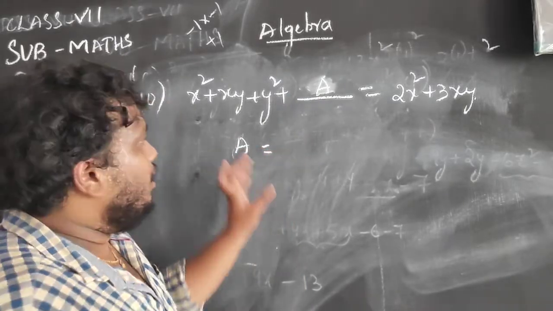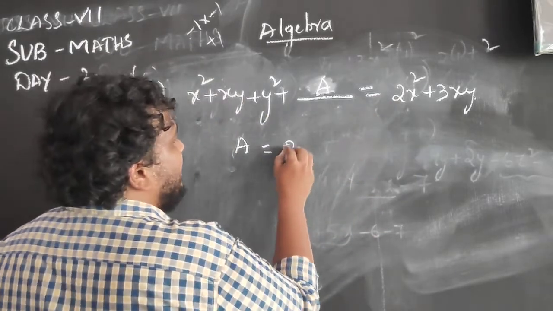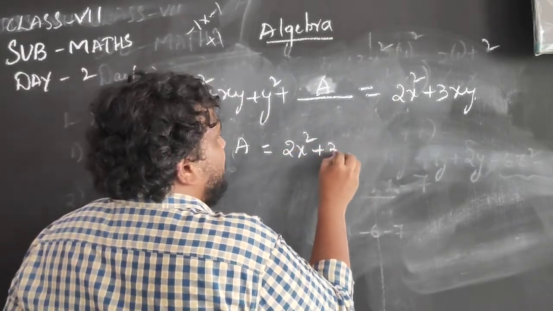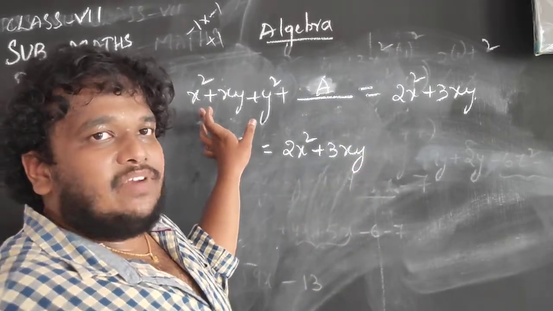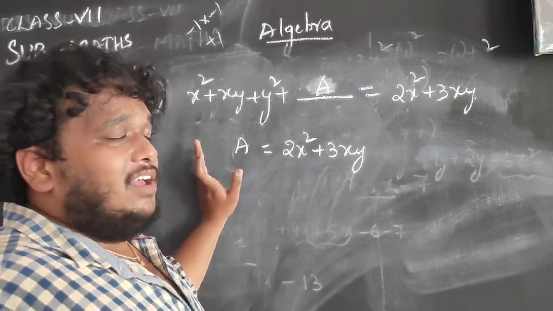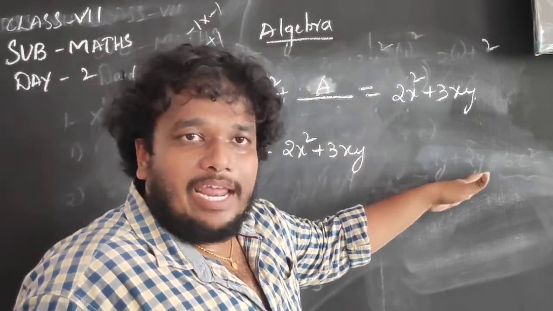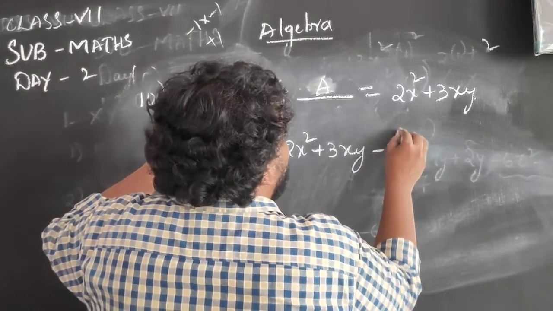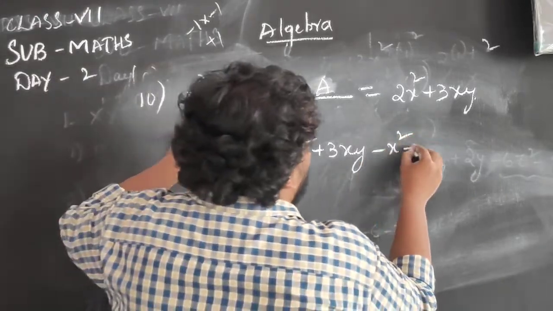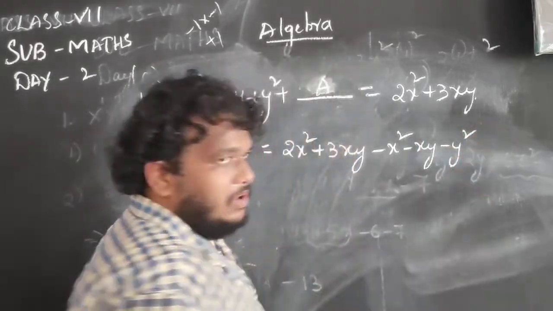So what I have to do is send this expression to that side. When I send it to that side, what will happen? Every sign will be changed, isn't it? When an addition number is shifted to that side, it will become negative. The same way x square will become minus x square, plus xy will become minus xy, and plus y square will become minus y square.